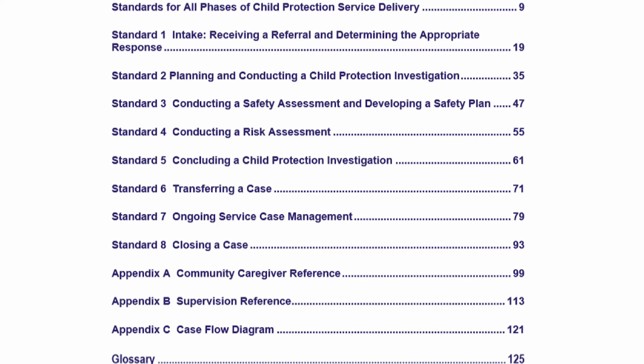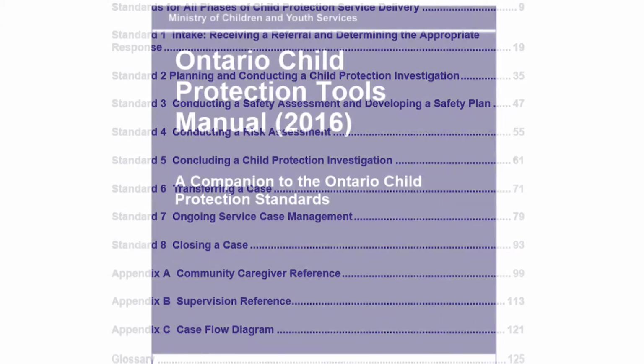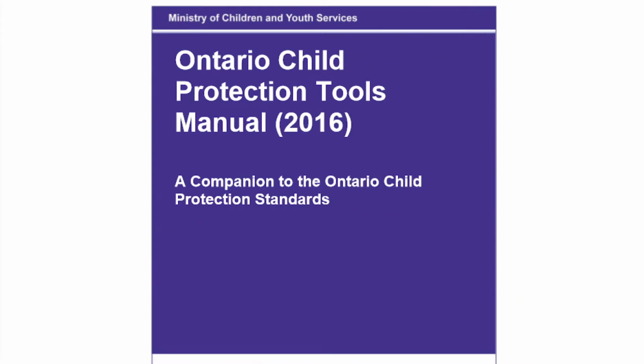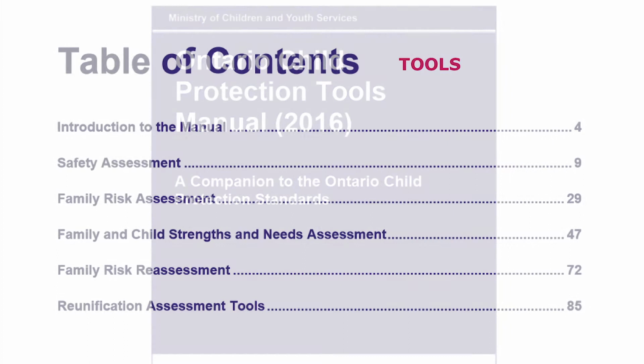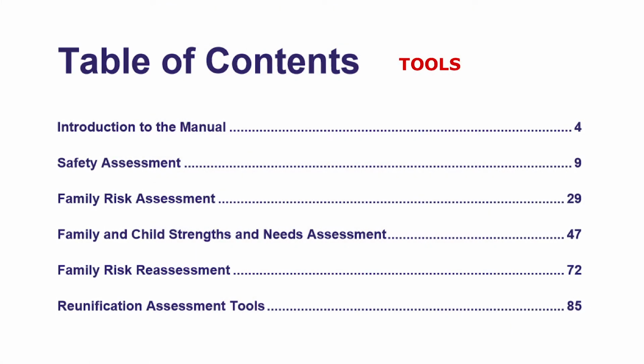You can download it. Yes? Is that new? So the Ontario Child Protection Standards and Tools have been around for an extremely long time, but this was updated back in 2016. Okay, this is just the table of contents for what the actual document has in it. Then we go on to the Protection Tools and Tools Manual, which again was revised in 2016.